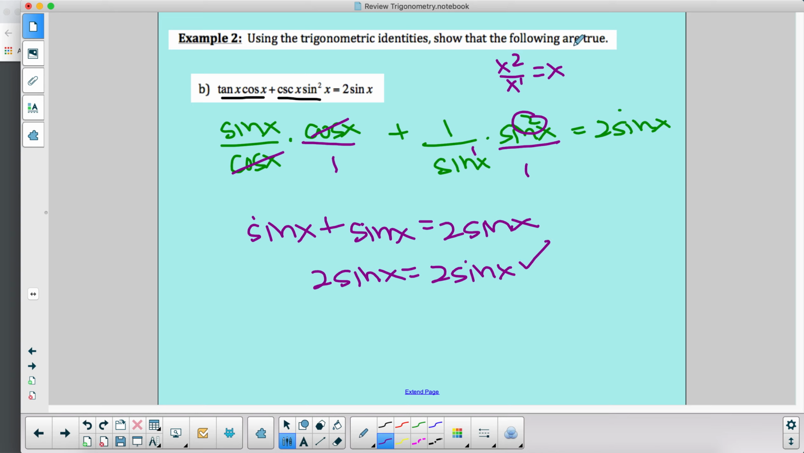So those are some trig proof reviews. I would keep that trig identity sheet handy to kind of help you out. But that is that.